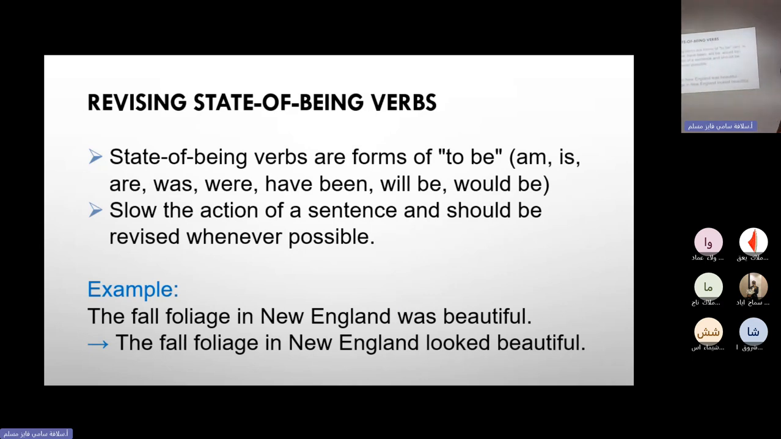We still have a few things to say. Revising state of being verbs. State of being verbs are forms of to be: am, is, are, was, were, have been, will be. They slow the action of a sentence and should be revised whenever possible.